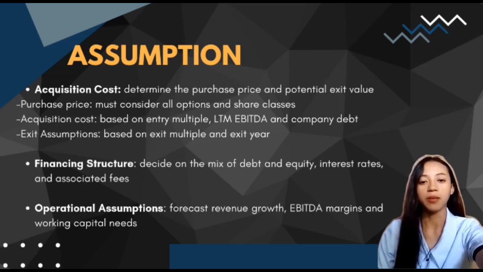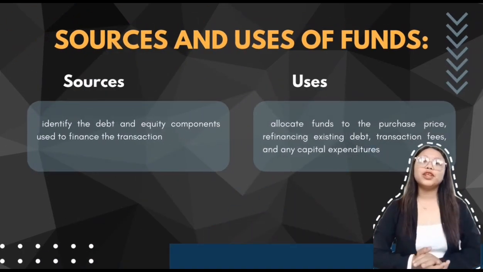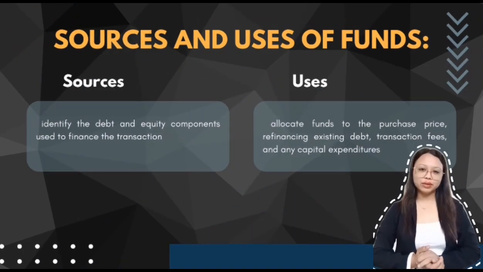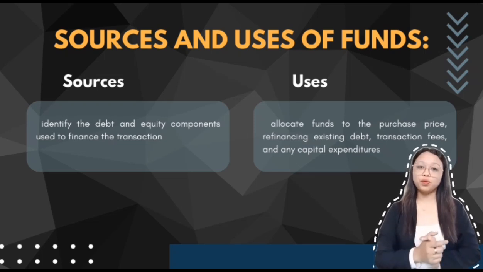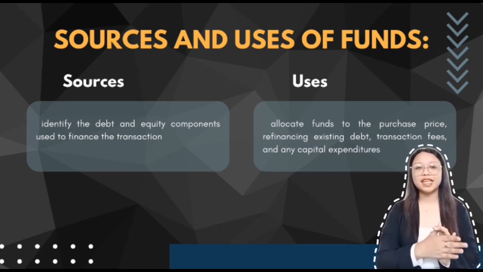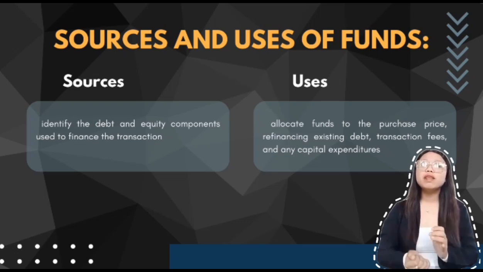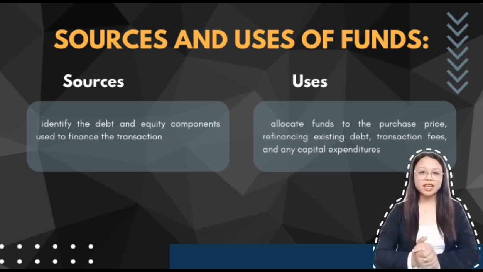And the last assumption is the operational assumptions. These assumptions estimate how fast the company will grow, how profitable it will be, and how much cash is needed to run. Next, there are two: the sources and uses of funds. Sources are the identified debt and equity components used to finance the transaction. It shows where the money came from.